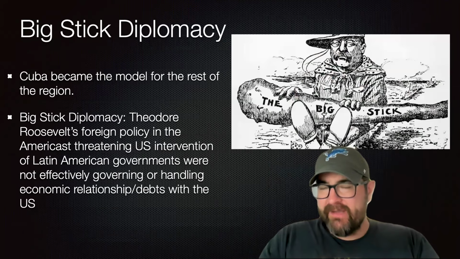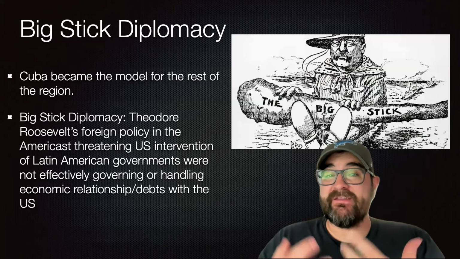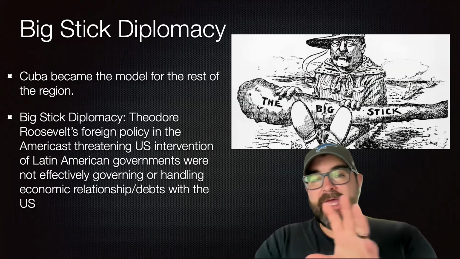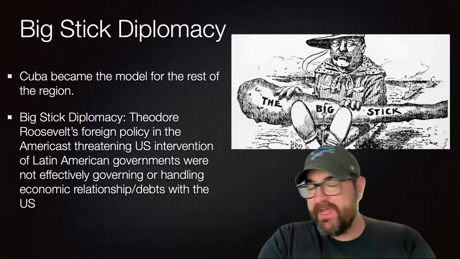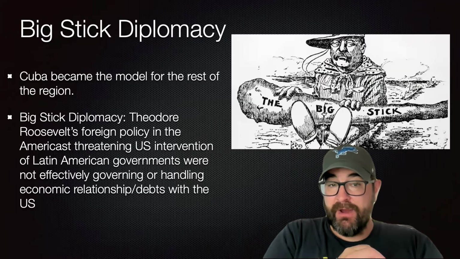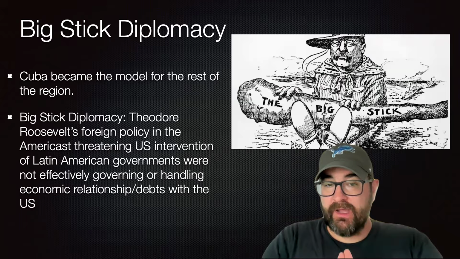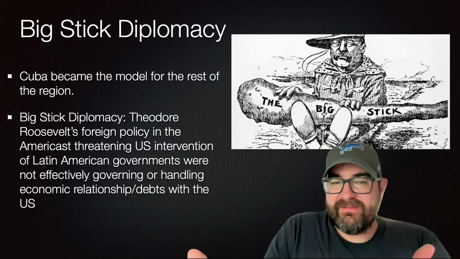Now, this is going to go hand in hand with Teddy Roosevelt's presidency and what becomes known as his big stick diplomacy. Cuba is going to become a model for the rest of the region that the United States foreign policy can threaten American intervention of Latin American governments while not having to actually control these states.